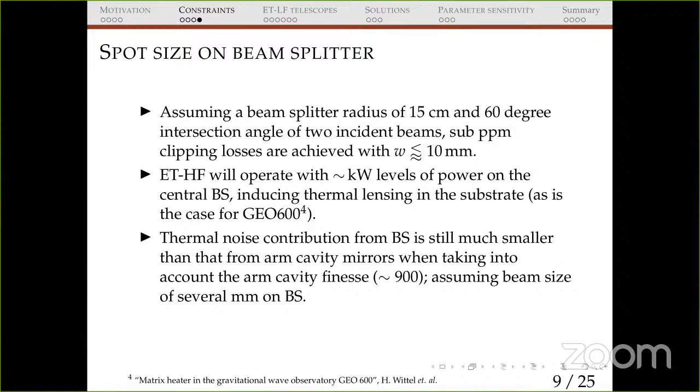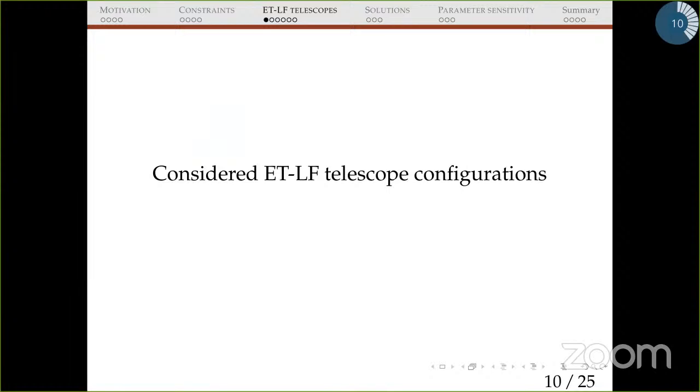But to cut a long story short, given all these limits and constraints we have, we targeted a beam waist of 6 millimeters at the beam splitter with a stable SRC having a length of no greater than a few hundred meters. So now I'll go into some of the details of the varying arm telescope designs we analyzed for ETLF, and the HF analyses followed a similar recipe.